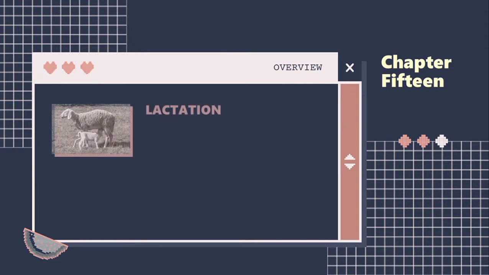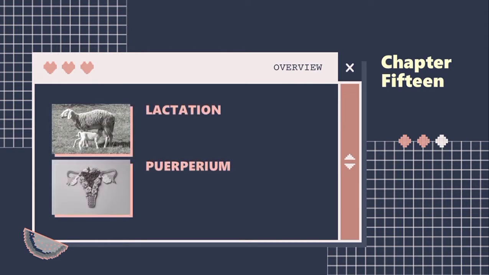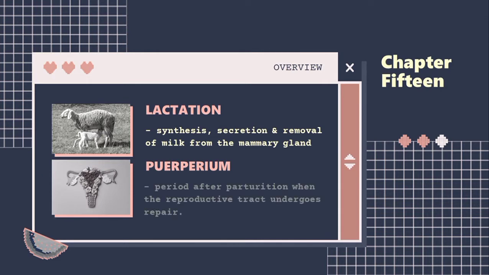The lactation and puerperium are initiated immediately after parturition, and for a period of time, these processes occur simultaneously. Lactation is the synthesis, secretion, and removal of milk from the mammary gland. Puerperium, on the other hand, is the period after parturition when the reproductive tract returns to its non-pregnant condition so that the female may become pregnant again. Let's delve deeper into the basics of these processes, starting with the puerperium.